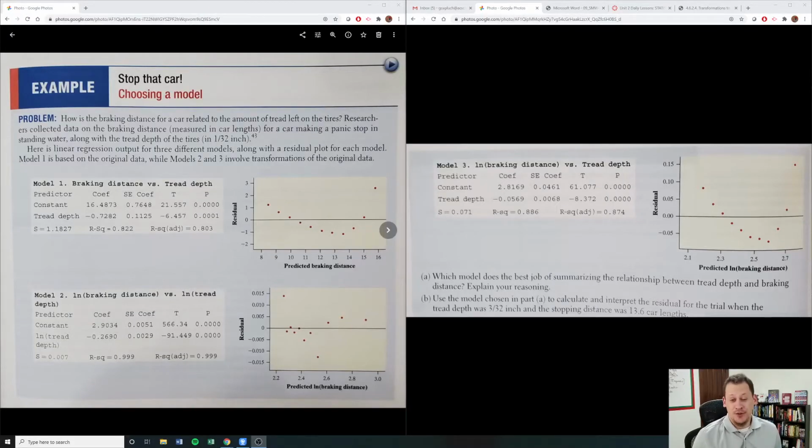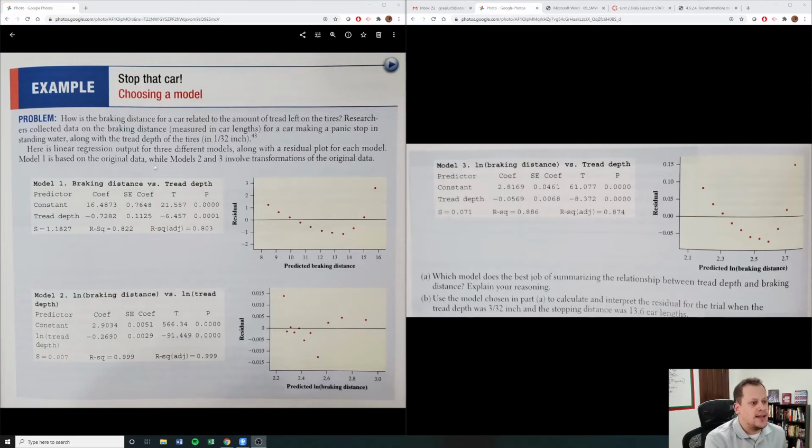Here's an example I stole from a different textbook. How is the braking distance for a car related to the amount of tread left on the tires? So we all know, well, maybe we do, that it's really bad when all the tread is gone from your tires because then it's not really stopping correctly. So there's an optimal tread that's supposed to be on your tires. And this is what they're looking at. So they collected data on the braking distance measured in car lengths for a car making a panic stop in standing water along with the tread depth of the tires in 1/32 of an inch.